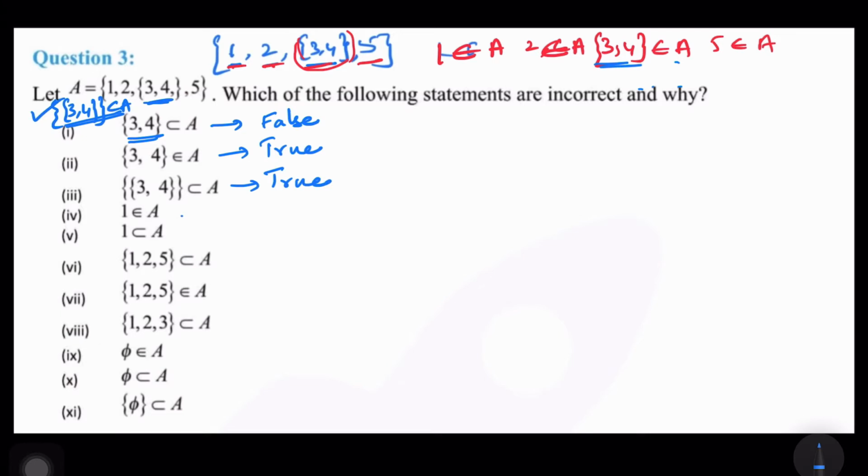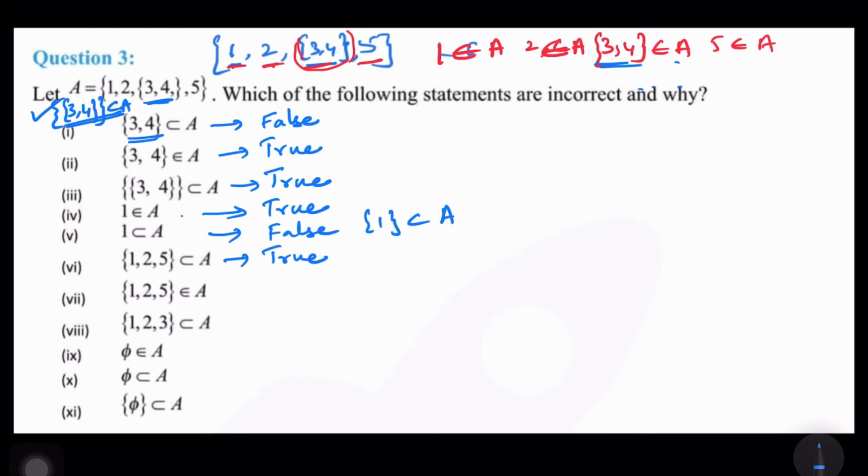Next, 1 belongs to A. Yes, definitely 1 will belong to A because it is an element of A. So 1 belongs to A is true. Now 1 is a subset of A is false. Why? Because to say 1 is a subset of A, you have to write it in braces, as {1}. Next, {1, 2, 5} is a subset of A. Is it true? Yes, definitely this is true, because these elements are all in the set A, so this set is one more set which is a subset of A.